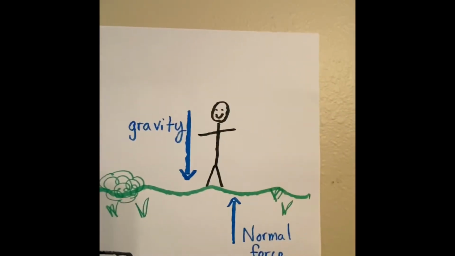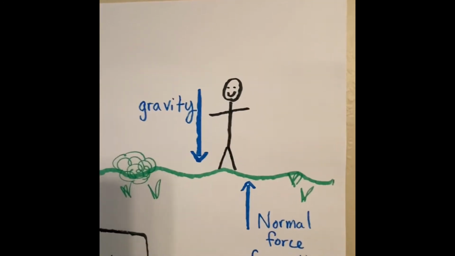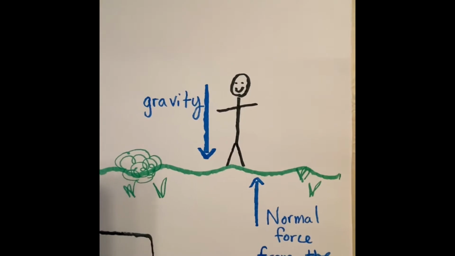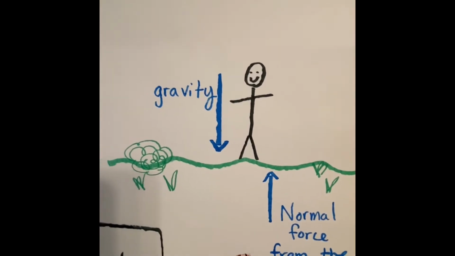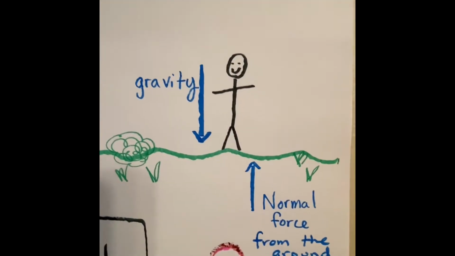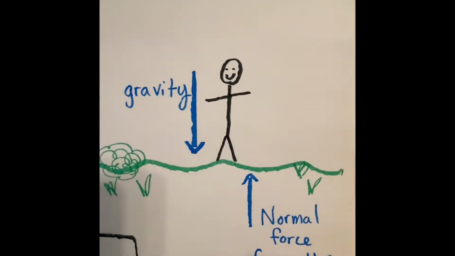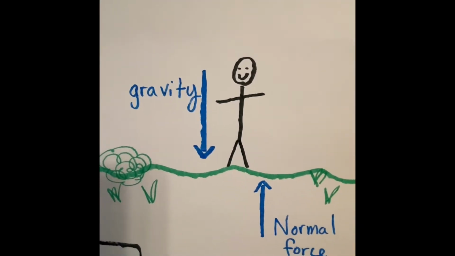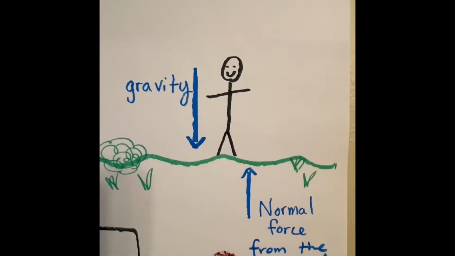In everyday life, we have forces that are acting upon us. With my beautiful little picture right here, we have gravity, which is a force that is pulling us down to the earth. And we also have something called a normal force, which is the ground pushing us back. This is why we're able to stay on the ground and not float off into space.